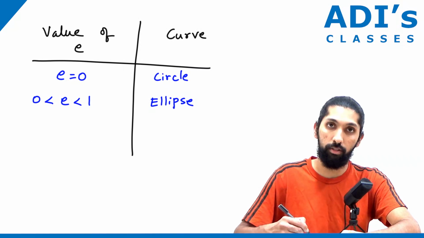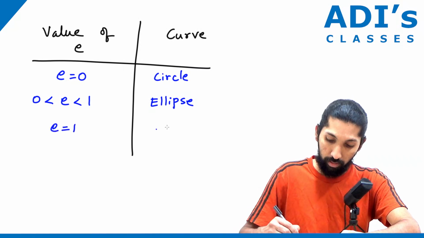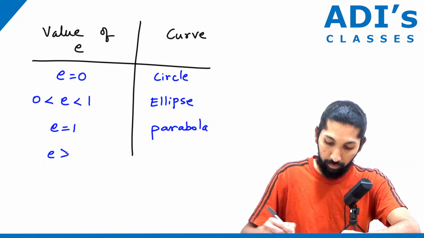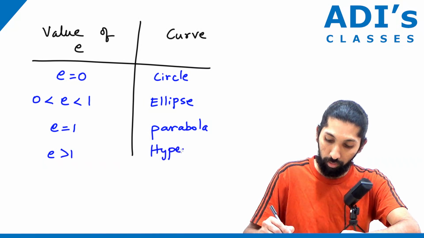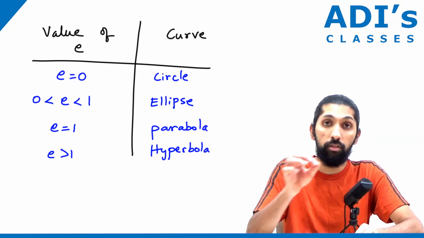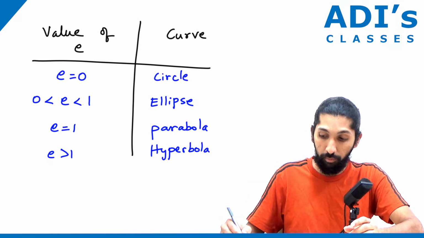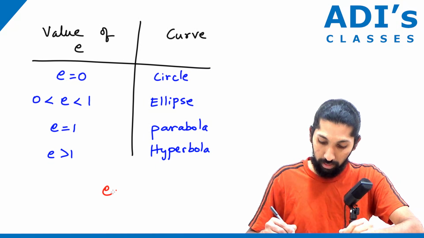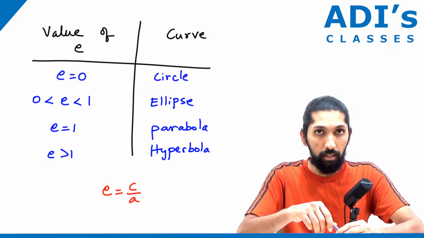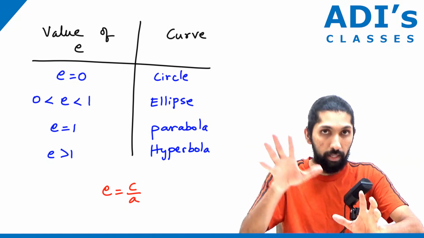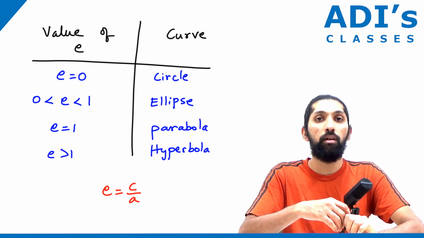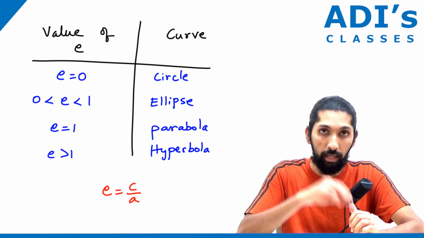Another type of conic section: suppose E value is 1, then it's a parabola. Suppose E is greater than 1, then this is a hyperbola. Like this, we can figure out based on the eccentricity, and eccentricity is given by E equal to C divided by A. This is the formula for eccentricity. So, based on the eccentricity, we have different types of conic sections, whereas for an ellipse, E is equal to C by A. Based on this, we'll understand the length of the latus rectum for an ellipse in the next video.